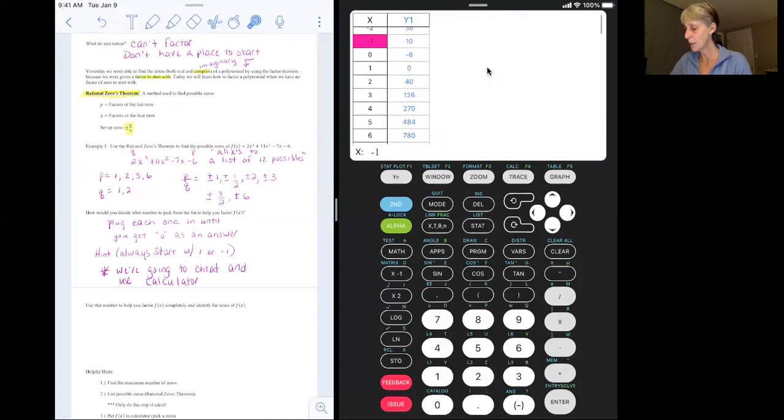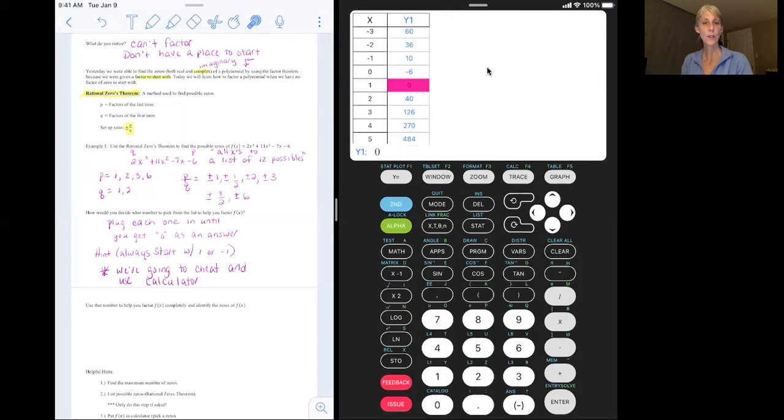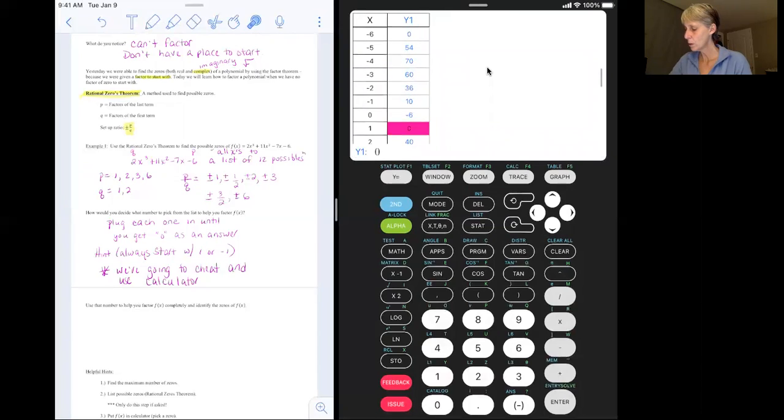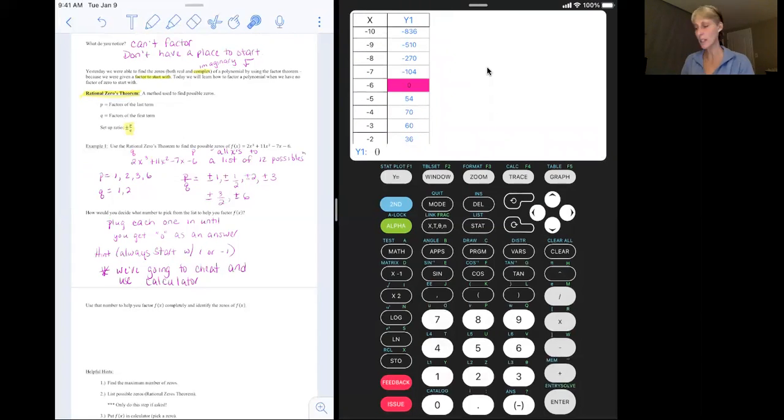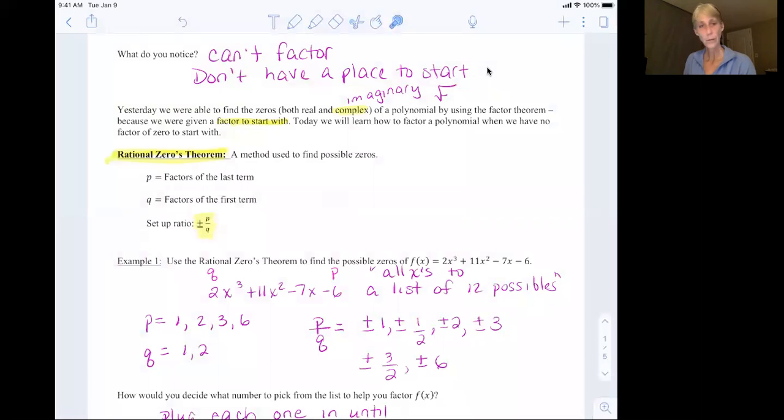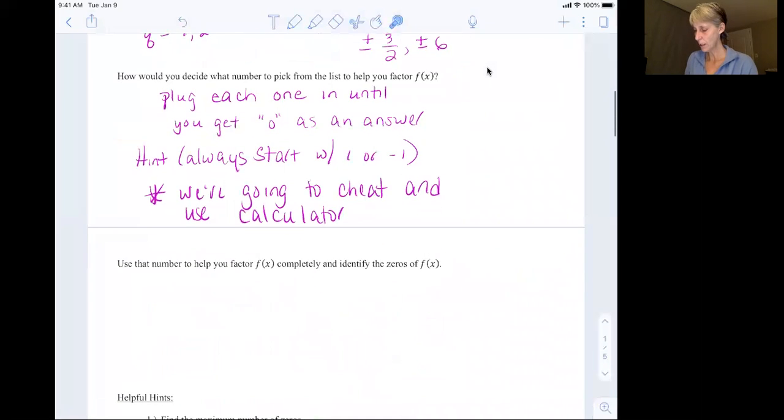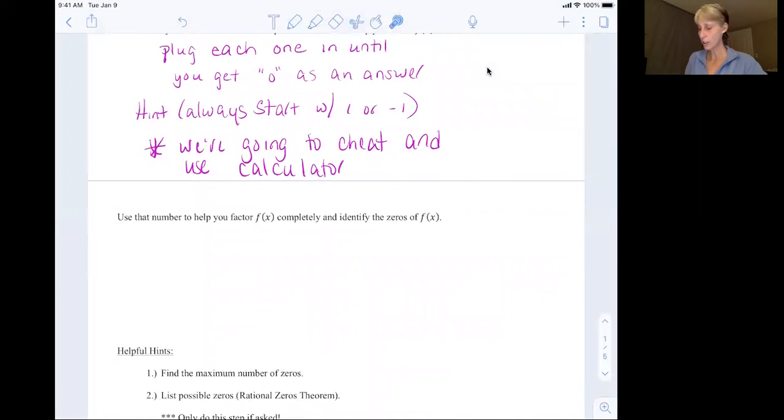And I see if I plug in 1, I do get 0 as an answer. What else? See, -6 would also work when you plug it in, but why use -6 when you can just use 1, which is a lot easier to work with? So we're going to go back over to our lesson.